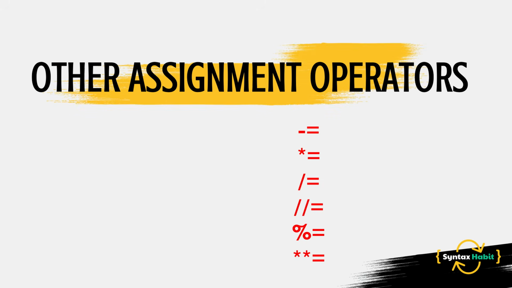We can do the same thing with subtraction. Imagine a game where the player loses 10 points because they made a mistake. We could write score equals score minus 10. Or use the shorter version, score minus equals 10. Again, we are updating the existing value of score.